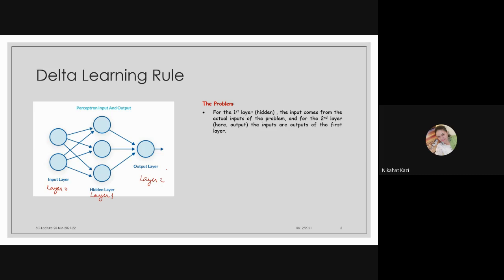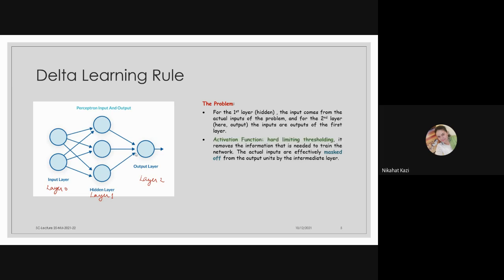So for the first hidden layer, the input is coming from the actual inputs of the problem directly. And for the second layer, in this case the output layer, the inputs are the outputs of the first layer. So whatever is the output of this neuron, this neuron, this neuron, these outputs actually become inputs for the output layer, right? So what is the problem with this?